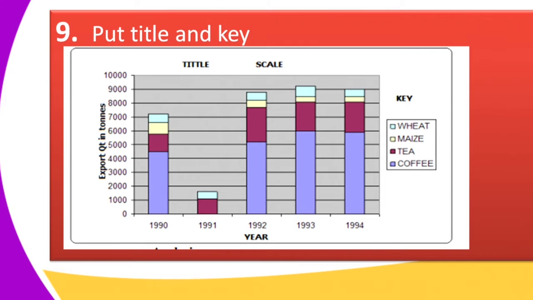On the y-axis, we are going to label it "Export in terms of tons". Here is where you have our tons, 1,000 to 10,000 tons. In our x-axis, we have the years. So this is a proper labeling of a cumulative bar graph.